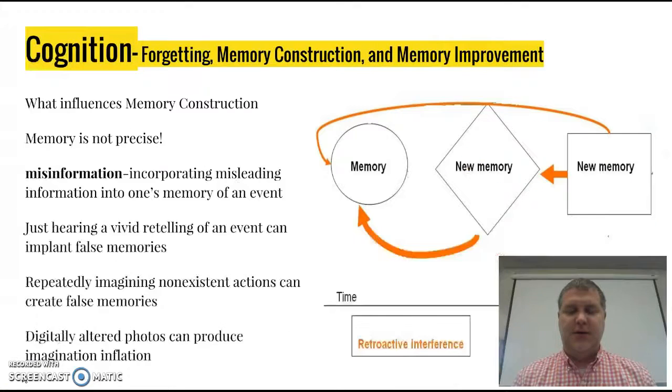of cognition. All right, so what we're going to look at from here on out is some of the reasons why you forget, some of the reasons why what you think you remembered you didn't really remember, because memory is not precise.